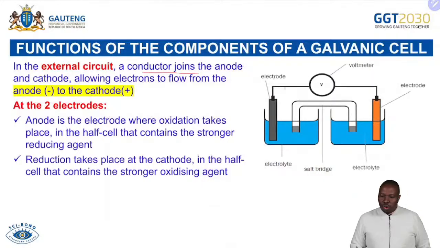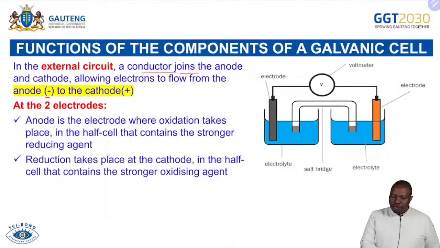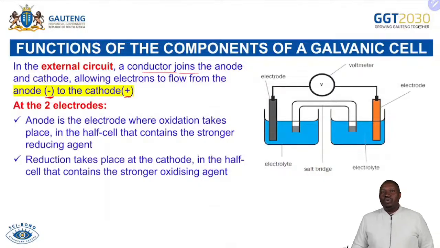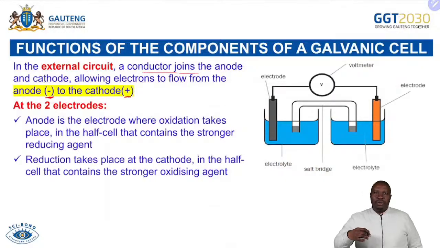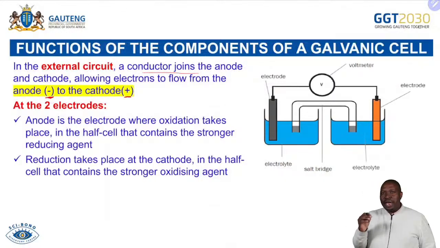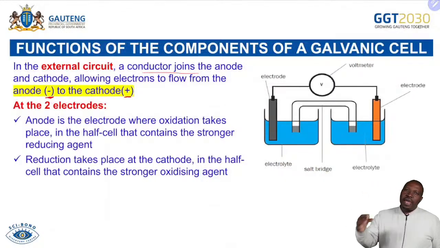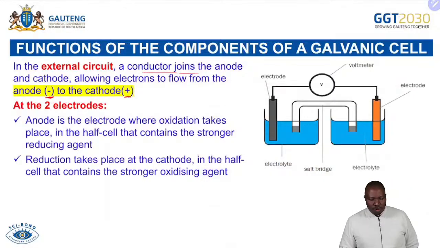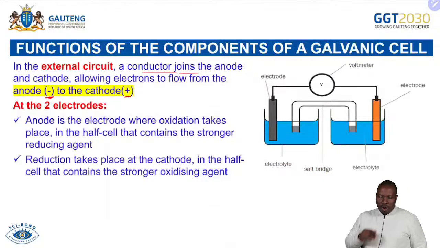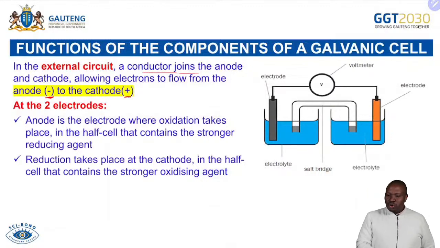Electrons always move from the negative electrode, which is the anode, to the positive electrode, which is the cathode. Remember, loss of electrons is oxidation, as in OIL RIG. At the anode, that's where oxidation takes place. The anode is the electrode where oxidation takes place, and the cathode is the electrode where reduction takes place.